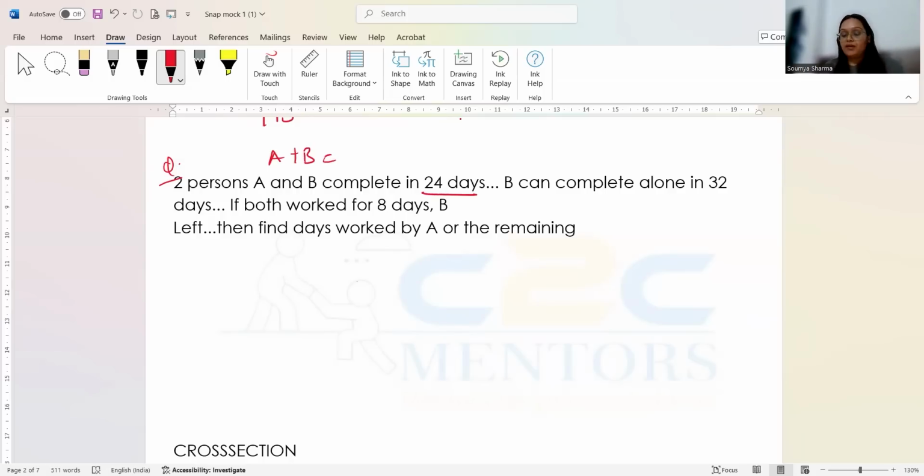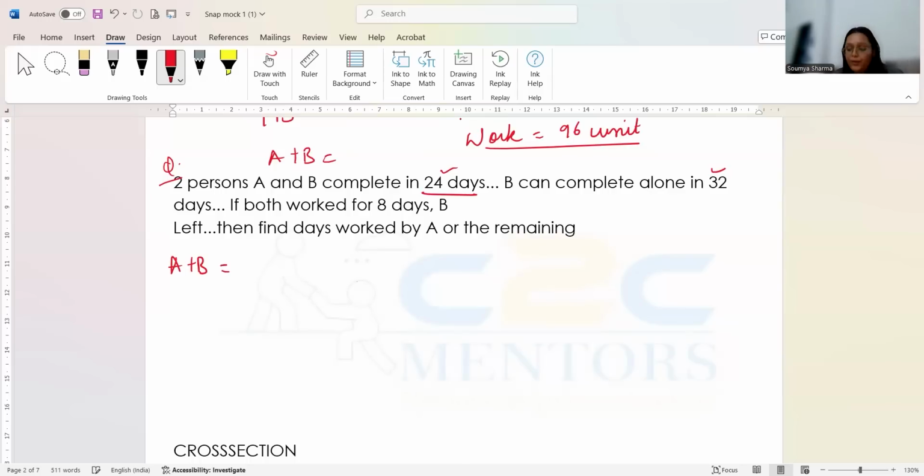In this question, I would like to tell you that when you have A completes it in this many days and B completes it in this number of days, always assume the work to be the LCM of the total number of days. So here, I will assume the work to be the LCM of 24 and 32, that is 96 units.